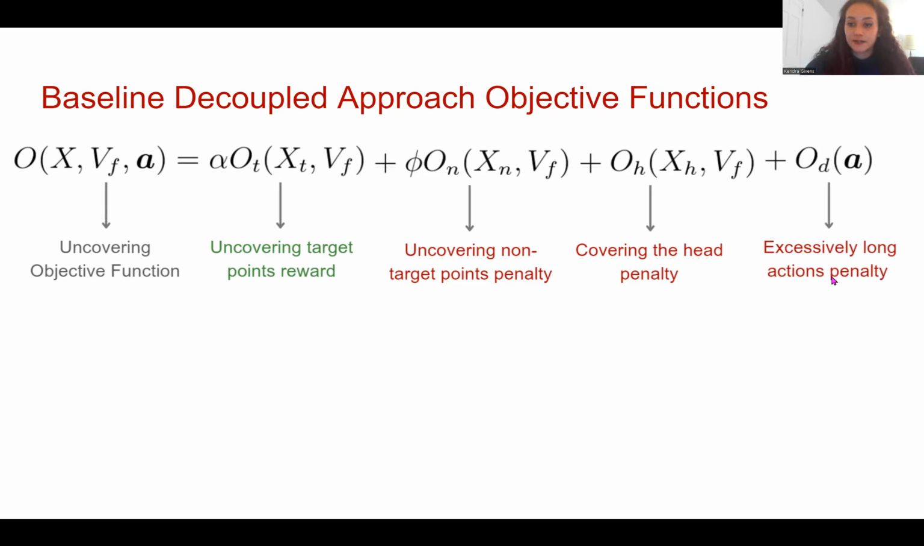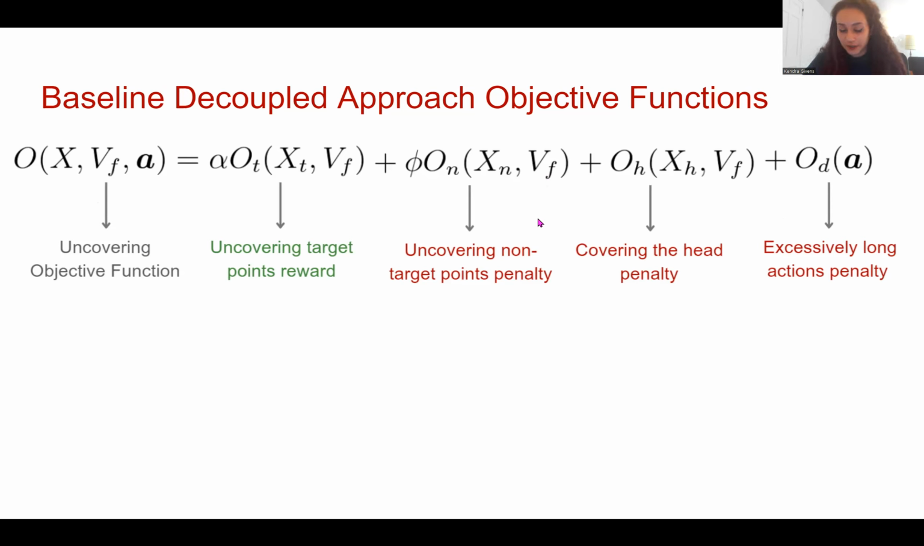And it's also penalized for excessively long actions. So for example, taking an action from one corner of the bed diagonally to the opposite corner would be a long action, and it'll get penalized for that. And again, this is straight from Robe.